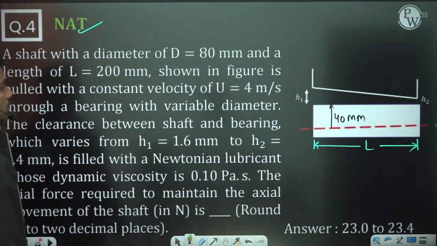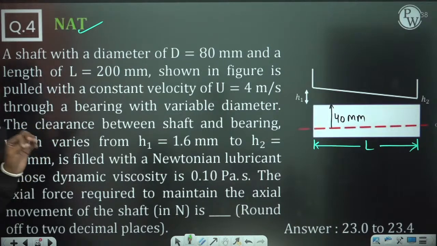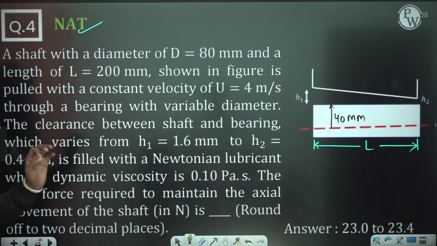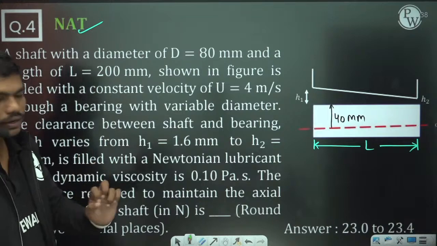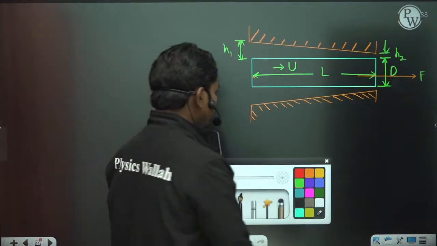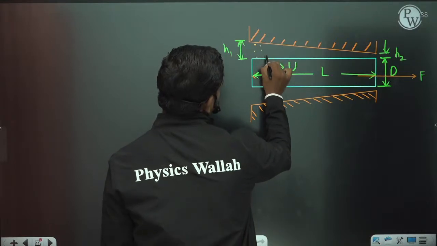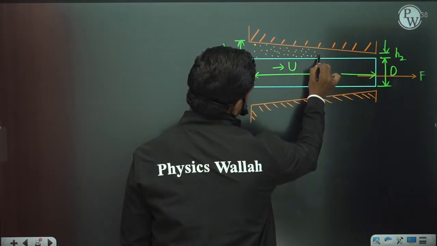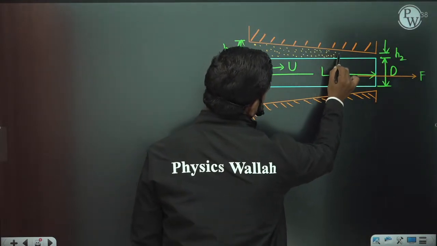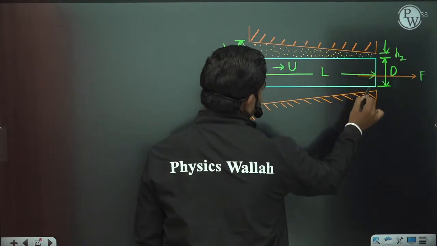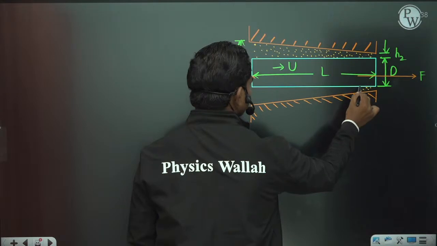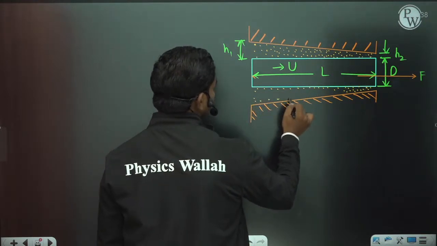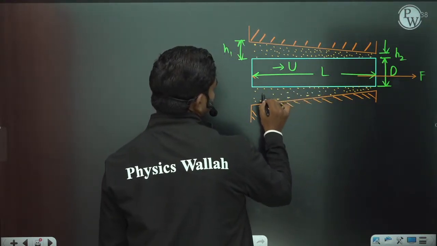Now let us see what they are asking. The clearance between the shaft and the bearing, which varies from H1 equal to 1.6 mm to H2 equal to 0.4 mm, is filled with a Newtonian lubricant whose dynamic viscosity is 0.1 Pascal second. So this space is actually filled with some Newtonian viscous oil. Just I am filling the viscous oil here.